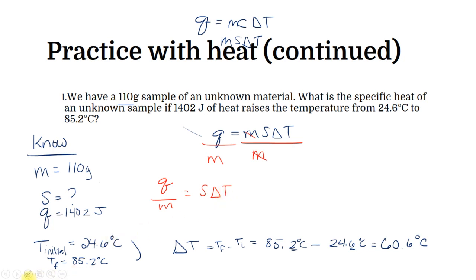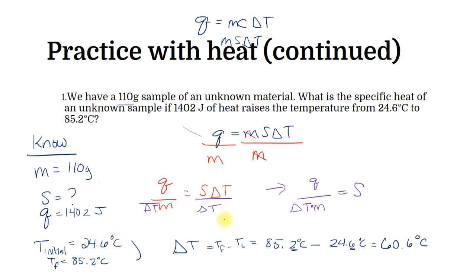Okay, if I still want to get the S all by itself, the next thing I'll do is divide by delta T on both sides. Okay, so we're going to get Q on top, delta T and M are both on the bottom. This is multiplied together. And it's going to equal S, which is what we wanted to get to. So I can use this formula like that to figure out S.